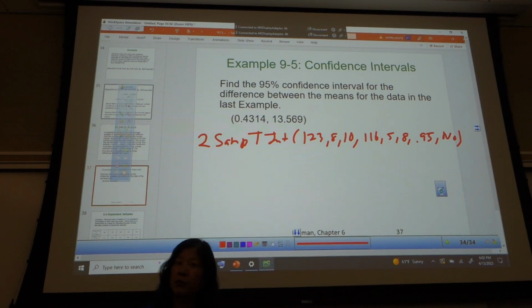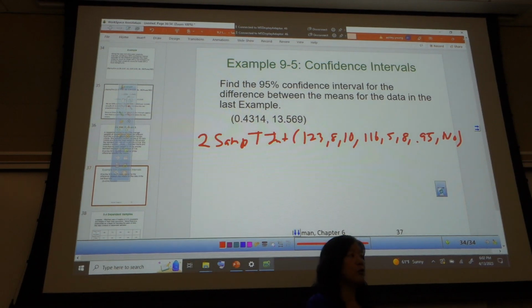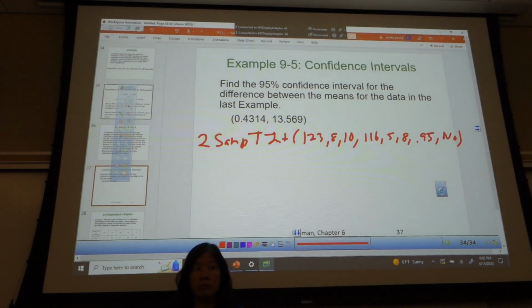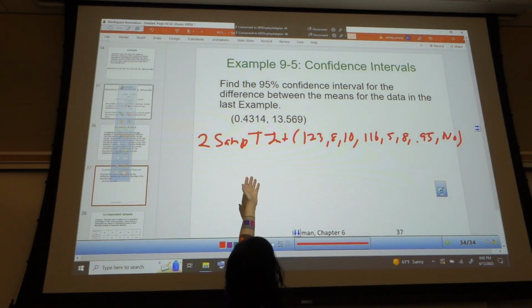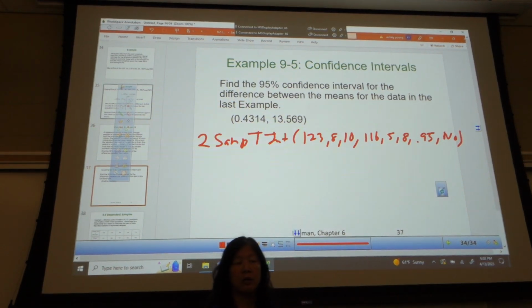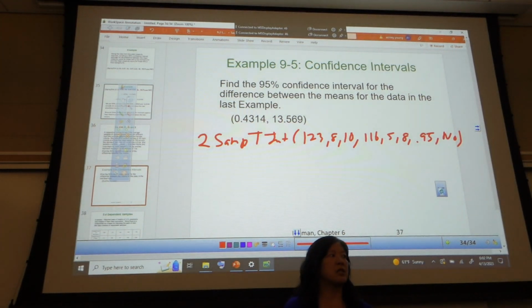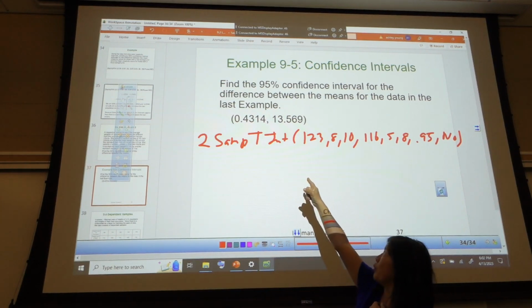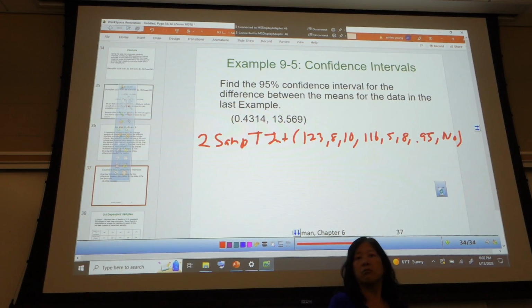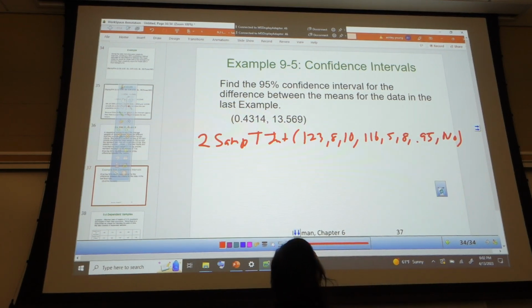It's all positive. So it means the first group, the boys, is all bigger than the girls. So it means that the mean weight of the boys is larger than the mean weight of the girls. How much larger? Well, anywhere from 0.4 ounces to 13.6 ounces. So this confidence interval, the hypothesis test just says, yes, they're different. This one says, how much different are they? Well, it says the first group is bigger by this much, between 0.4 ounces and 13.6 ounces. So that gives you an idea of how much we're looking at.